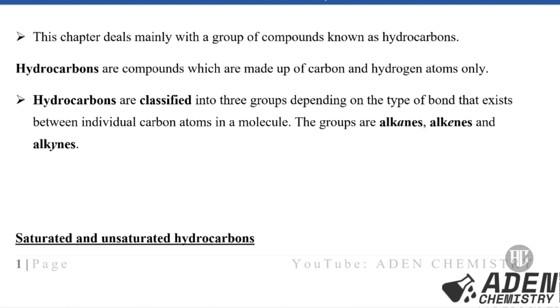Hydrocarbons are classified into 3 groups depending on the type of bond that exists between individual carbon atoms in a molecule. These groups are, the first one called alkanes, the next one called alkenes, then the last one called alkynes. If you check, the difference is in the letters: in alkanes we have an a, in alkenes we have an e, and in alkynes we have a y. So check the letter that you have written in italics.